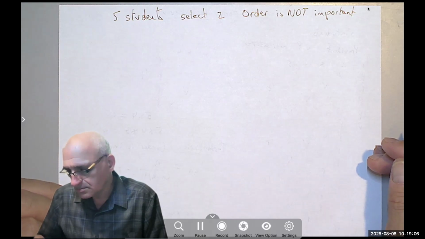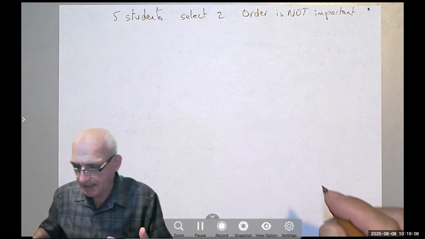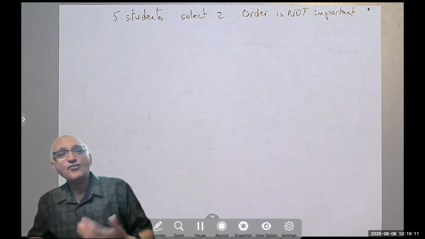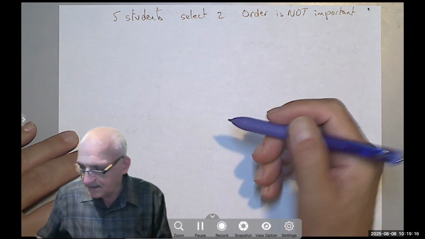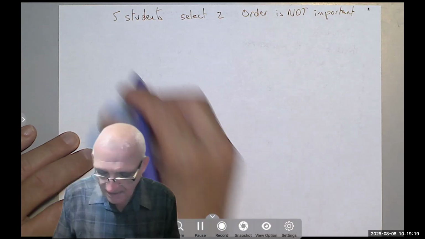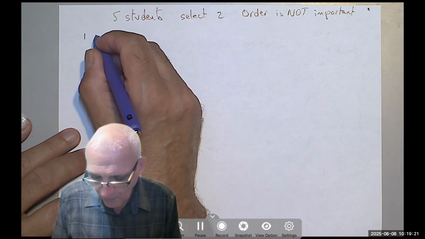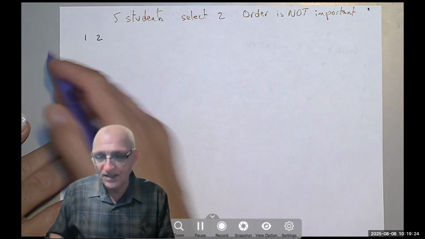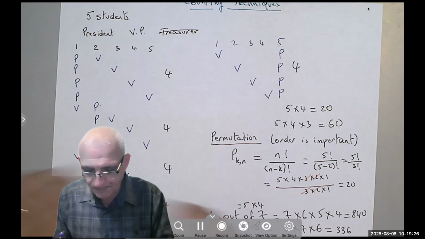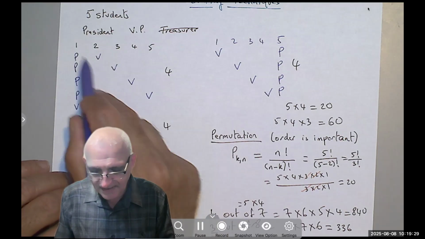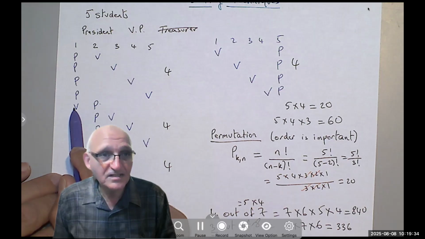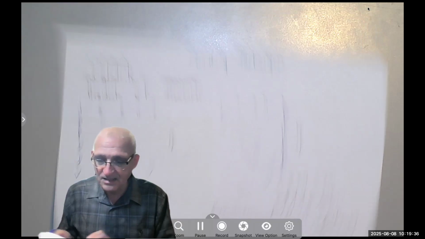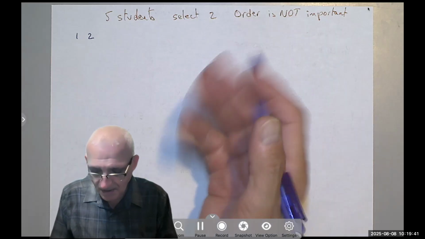So I want to find the number of ways we can select those. Since the order is not important, I can select 1 and 2. I'm not going to say 2 and 1. For example, when the order was important, P being the first selected and V the second is different from P being the second and V the first. That's different. But here, I'm not going to say 2 and 1 because it's the same thing. Both of them are going to the game.